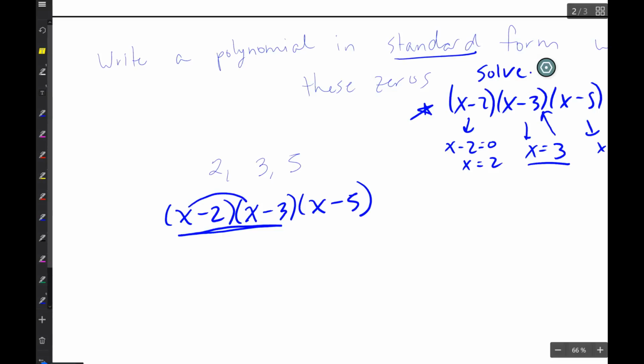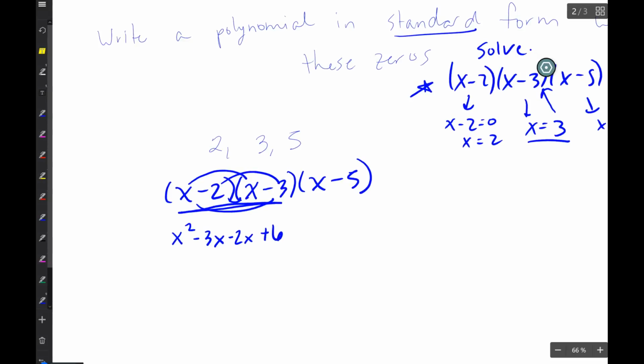So first times first gives us x squared. Outside gives us negative 3x. Inside gives us negative 2x. Last gives us positive 6. And then can I combine any like terms there? Yep. So I'd have x squared minus 5x plus 6. And then what do I do with this guy, this x minus 5?